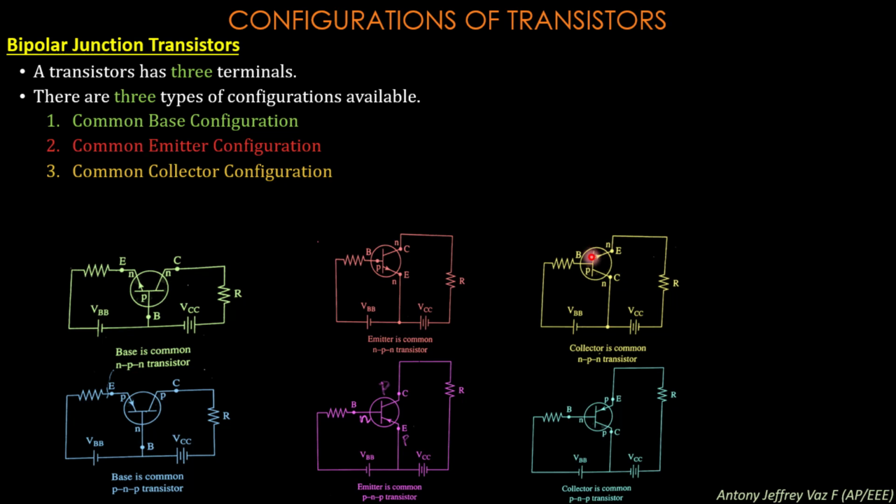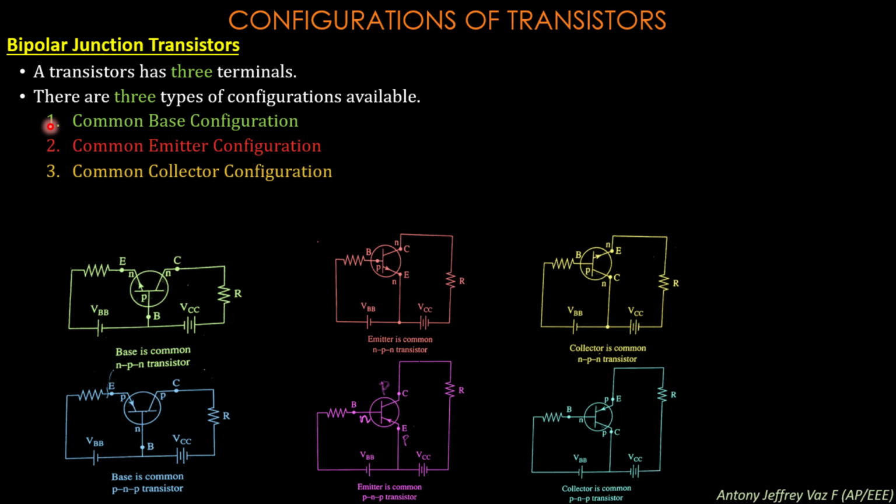So this is the configuration for NPN transistor, and this figure below is for PNP transistors. Regarding this, you can see there are three types of configurations available: the common base configuration, common emitter configuration, and common collector configuration. These three configurations are used to connect the transistors into an electronic circuit depending upon its purposes.